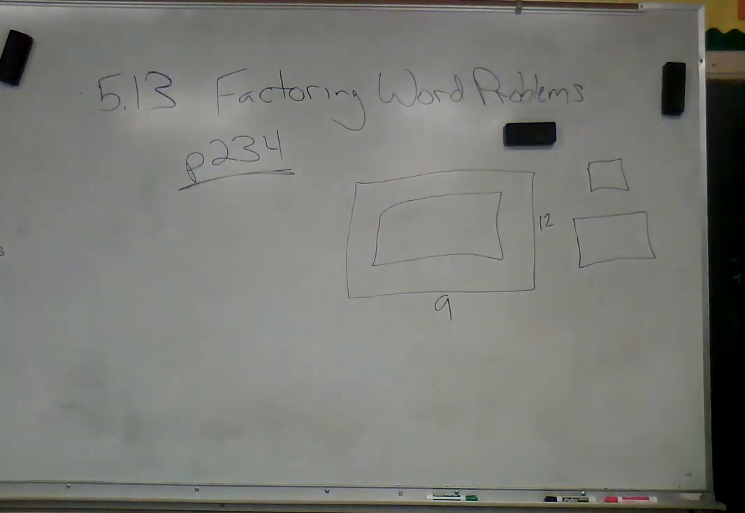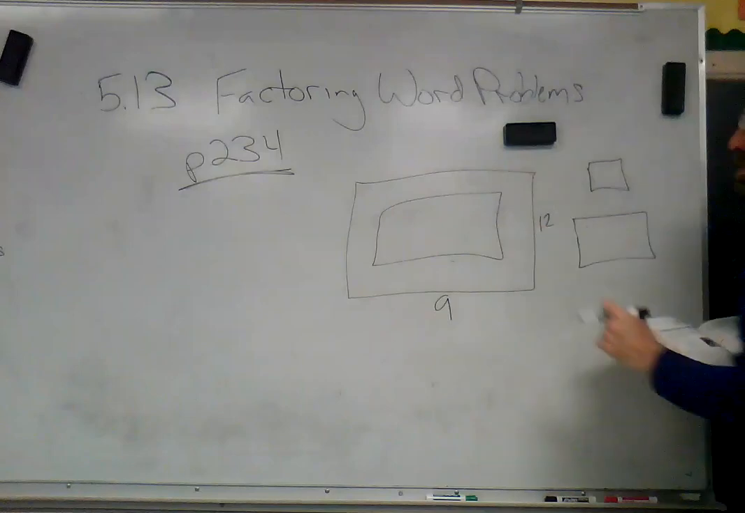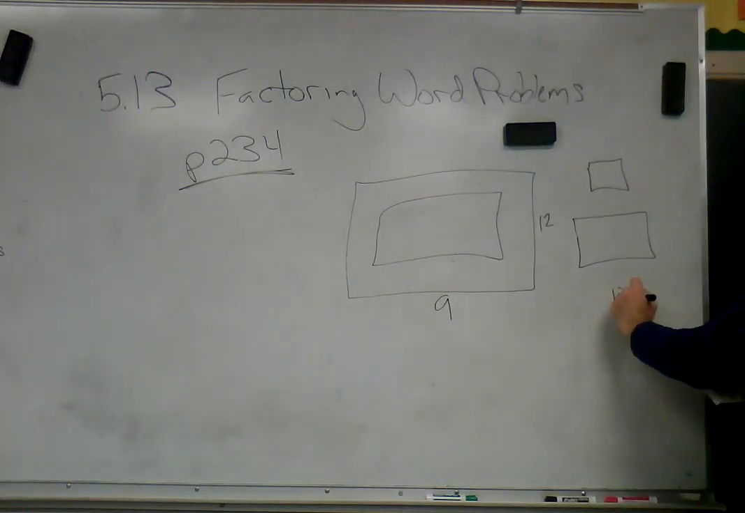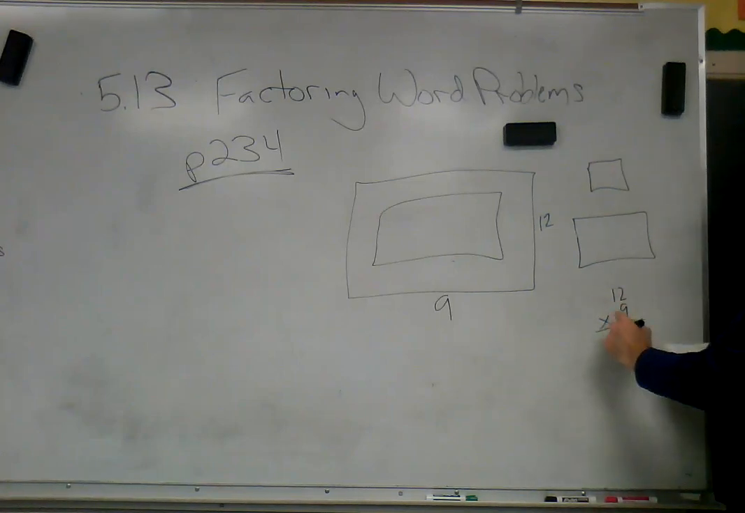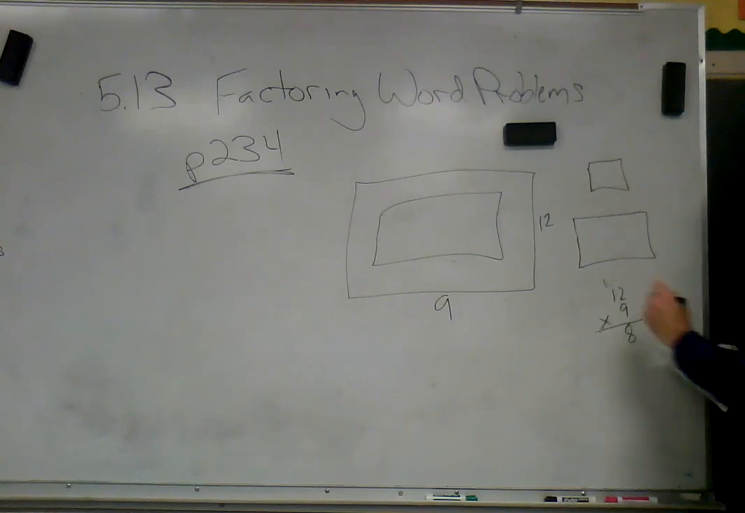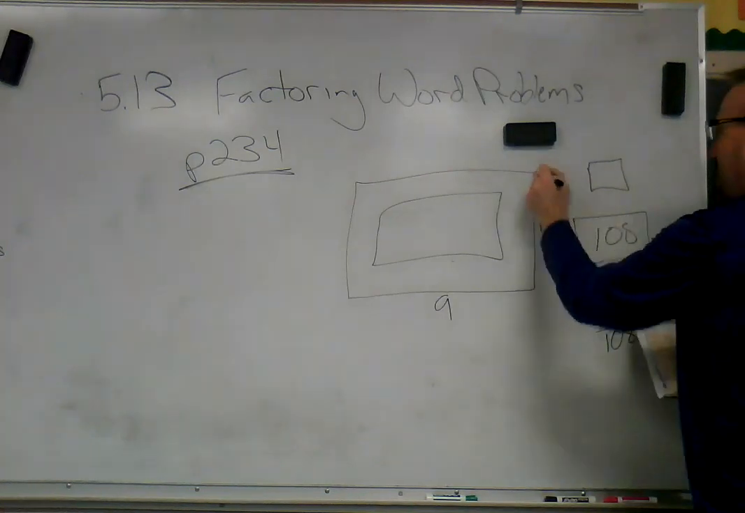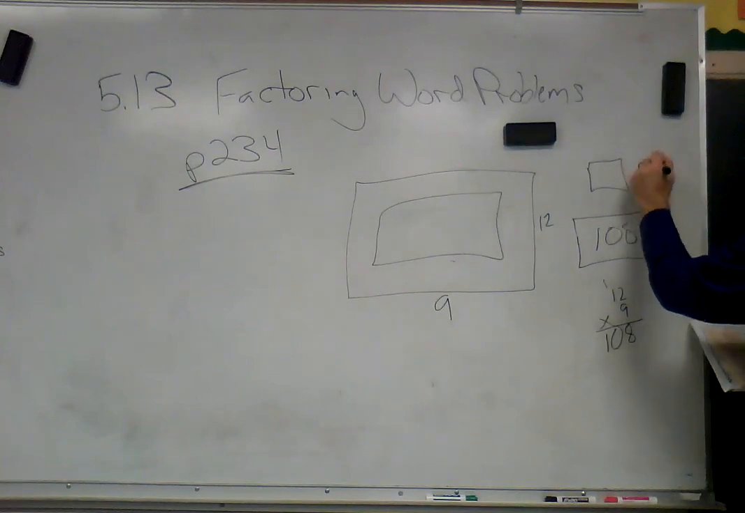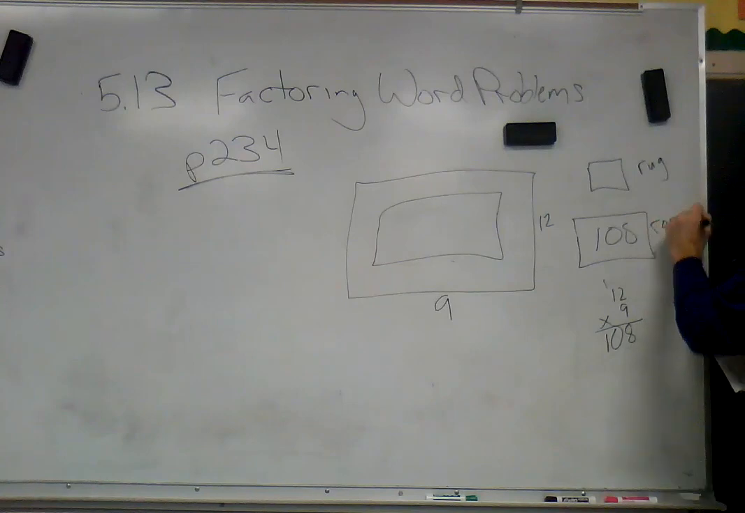So if the room is 9 by 12, how big is the area of the large rectangle? Twelve times 9, length times width. Anybody? 108, there we go. So the whole thing's 108. So that big one, and then that's for the rug. So the room is 108. Now we need to figure out the rug.